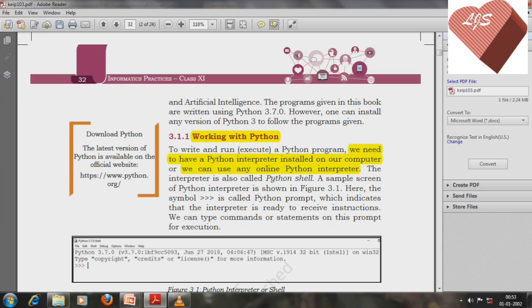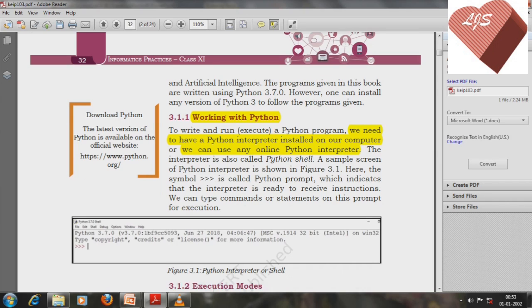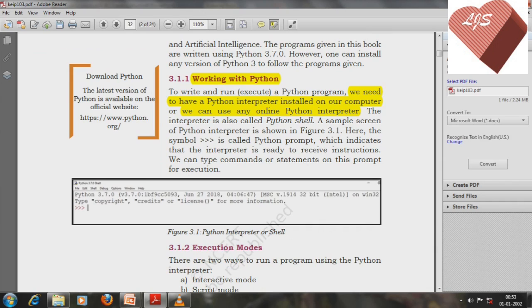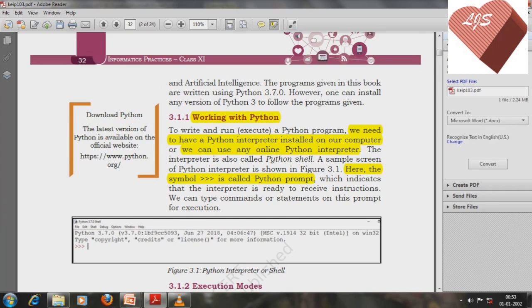We can use any online Python interpreter. Now in this figure you can see we are using a Python shell. As shown here in figure 3.1, this is a Python shell. Here you can see the symbols which look like that, and this is called a Python prompt. So if you see those three symbols on your screen, that means you are able to write the commands using Python.